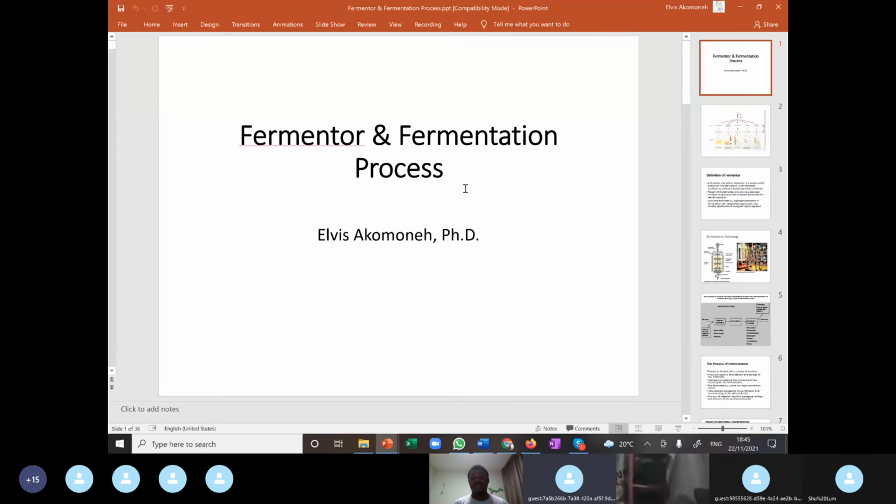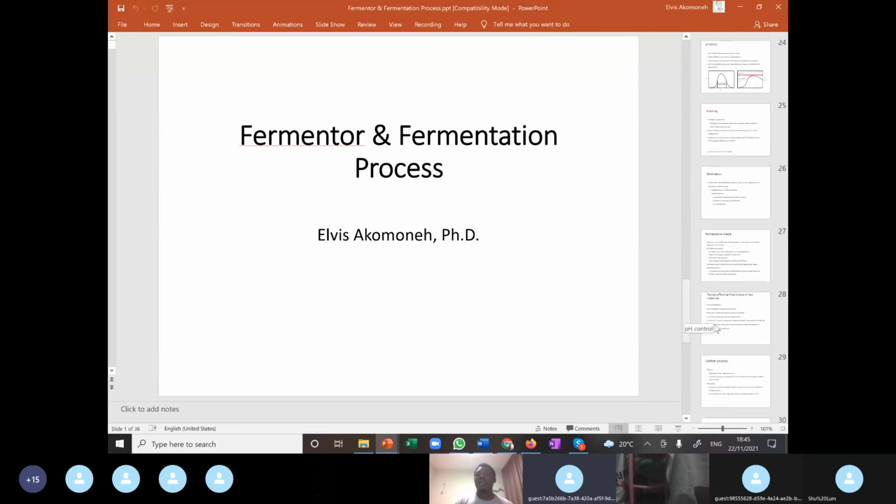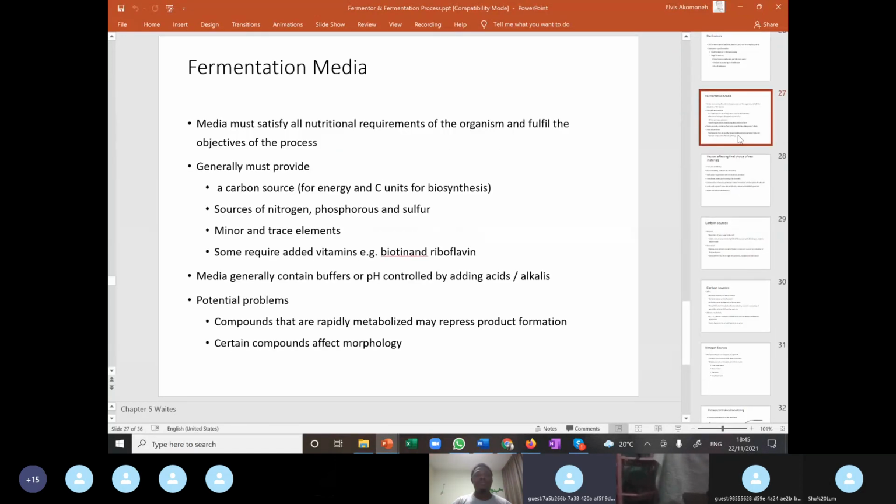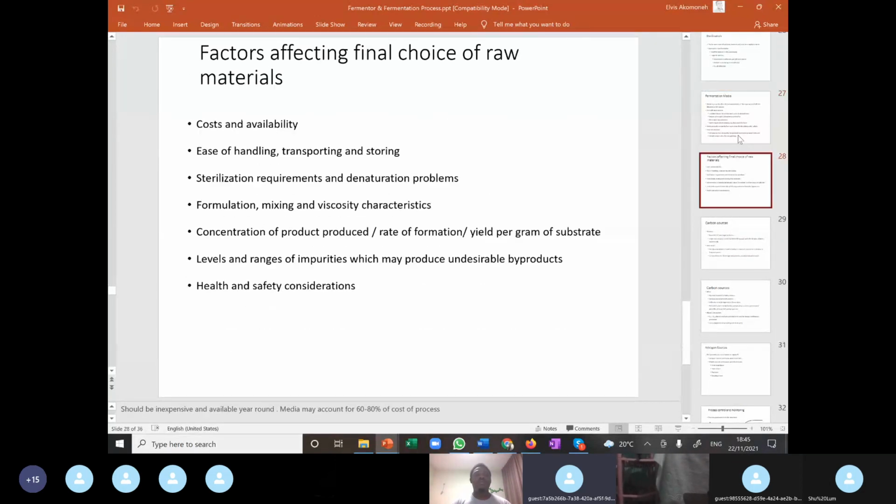But for raw materials, you need to be able to tell me what you should consider in choosing the right raw material. I said already, you need to look at the cost and the stability of the raw material. This is cost and availability. You need to look at the ease of handling, ease of transportation, ease of storing, sterilization requirements, and pre-treatment requirements. You need to look at formulation and mixing.